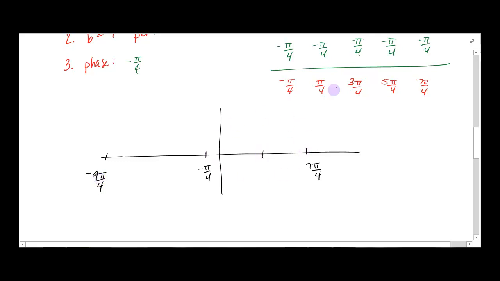I'm going to go halfway in between, which is 3 pi over 4, and write these numbers down, which I've already calculated. Then I'm going to do it in this second period over here to the left. So halfway between ends up being negative 5 pi over 4, negative 7 pi over 4, and negative 3 pi over 4. Okay, so I have my two periods drawn on here.